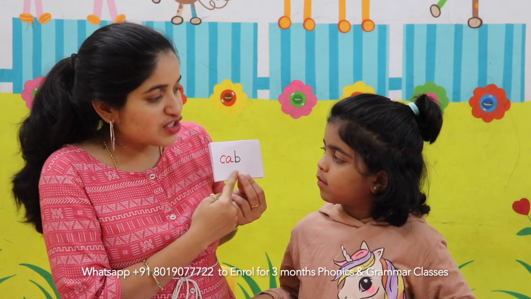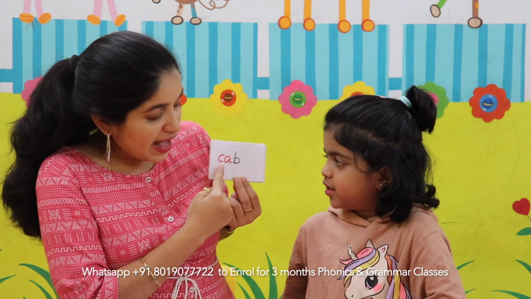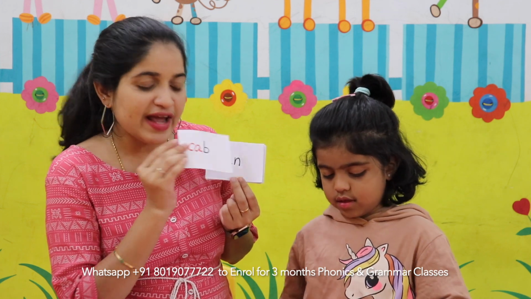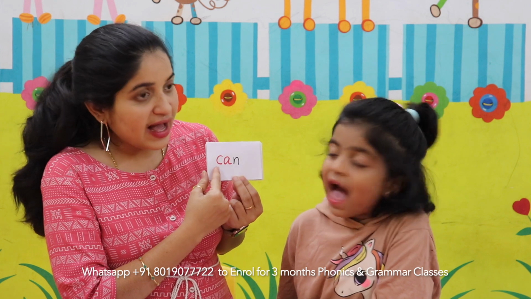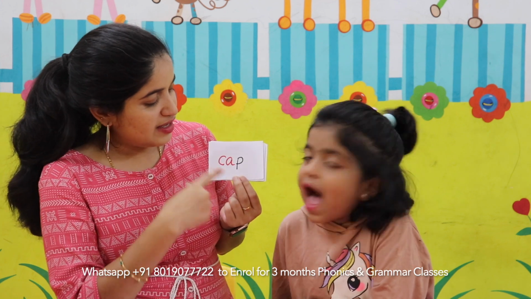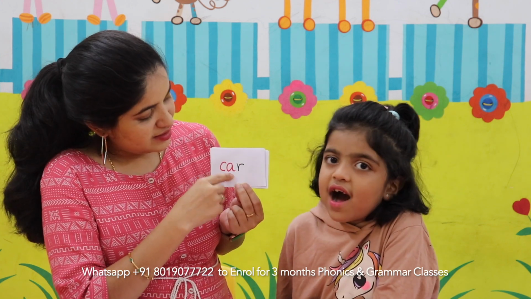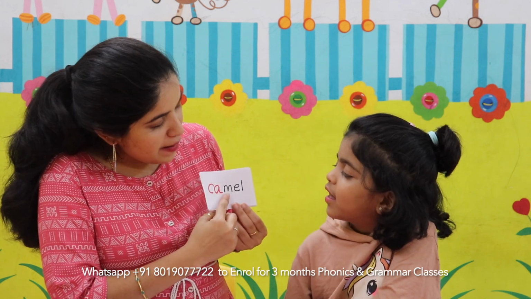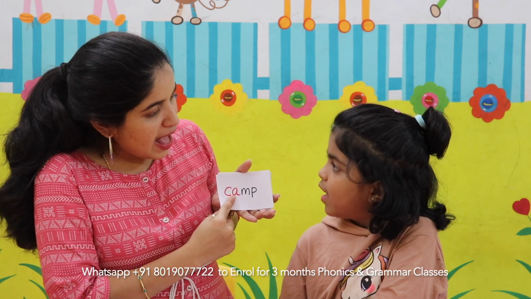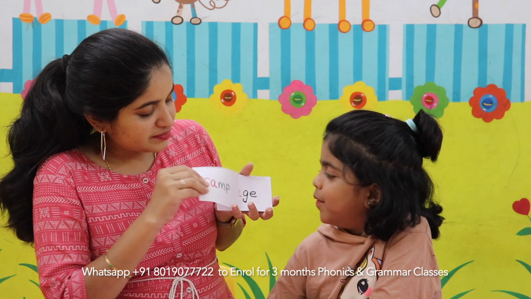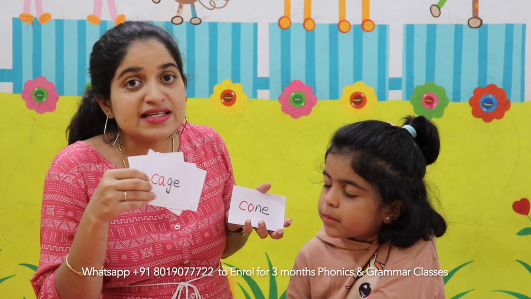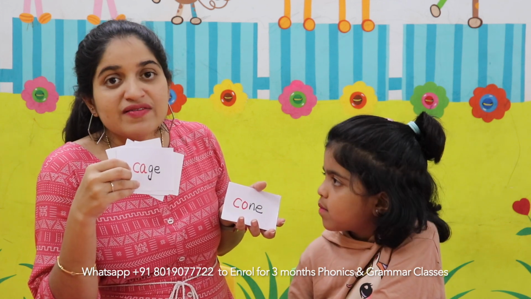So now can you read this word children? Cab. It is not sab, it's cab because C is followed by letter A. And this is can. Here also it's hard C sound. Cap. Hard C. Car. Okay. Camel. Camp. Cage. So these are the hard C sounds which are followed by vowel A.